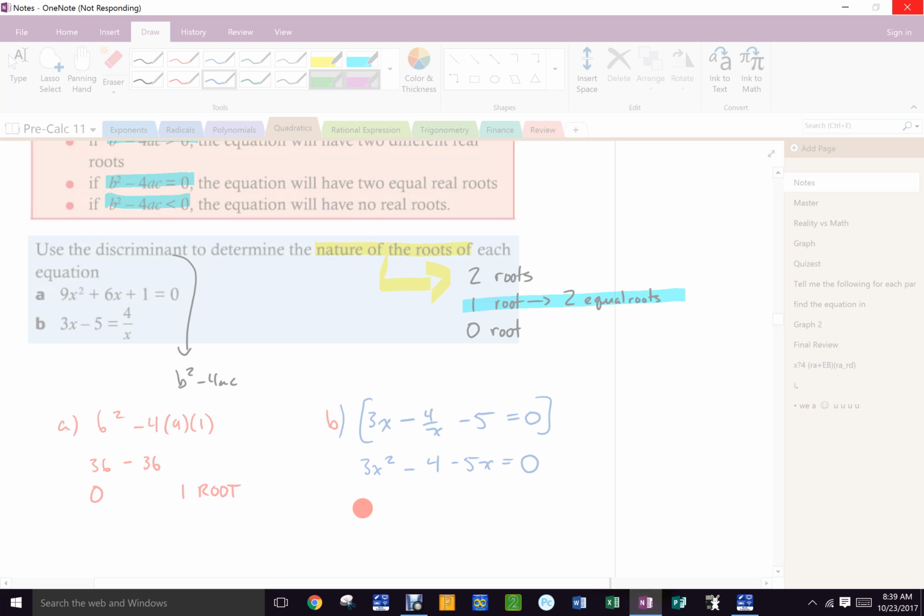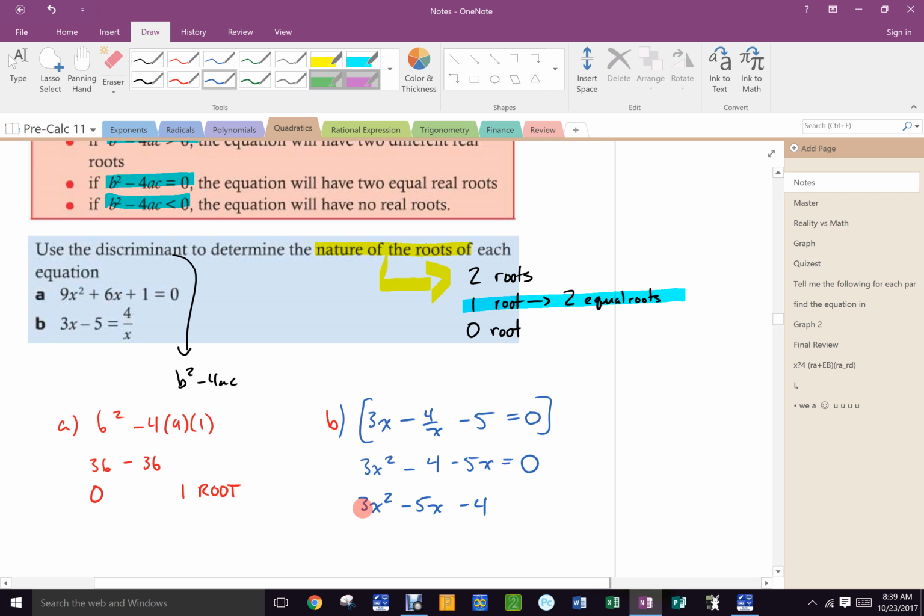Now can I apply the quadratic formula stuff? And do we care about the whole quadratic formula, Megan, or only part of it right now? Which part of it? The discriminant only. And the discriminant is b squared minus 4ac. So what is b squared?